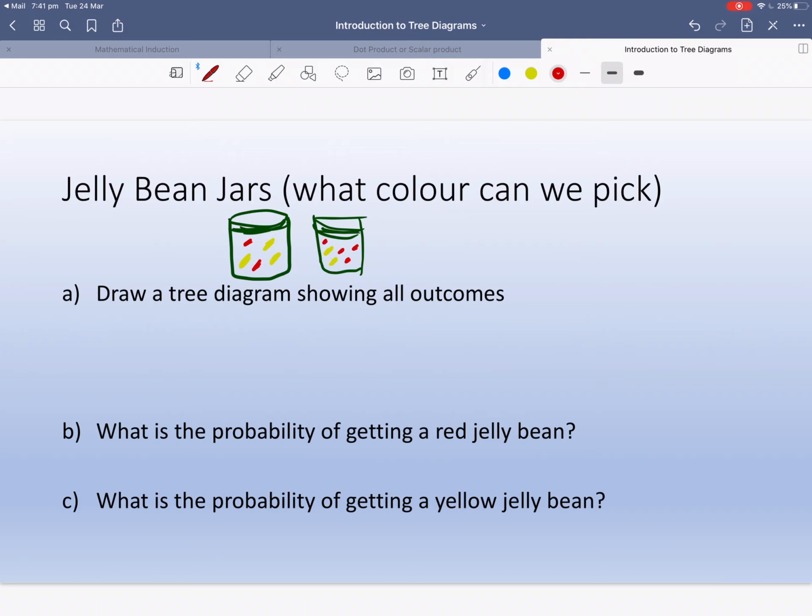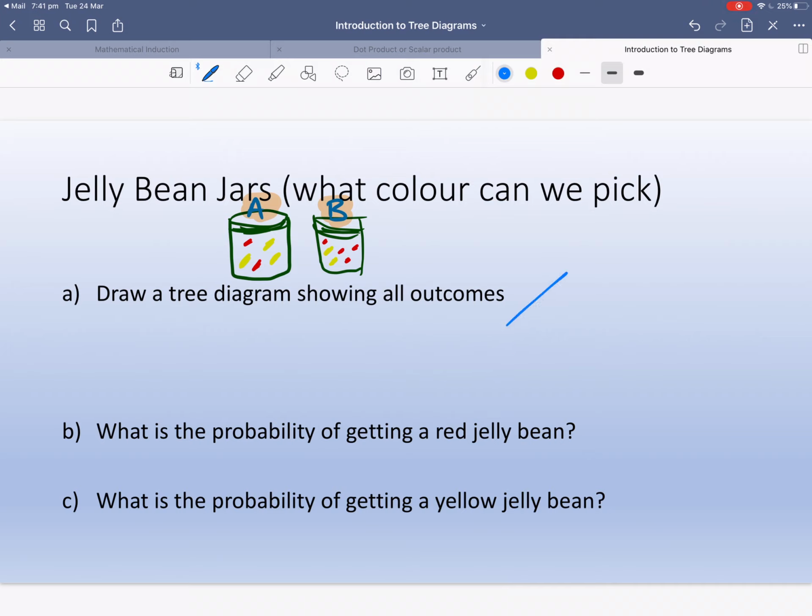Okay. Now, what we've got is I'm going to call this jar A and jar B. All right. So let's draw the tree diagram. The first choice we're going to make is if we're going to get a jelly bean from jar A or jelly bean from jar B. So I'm going to do it like this.